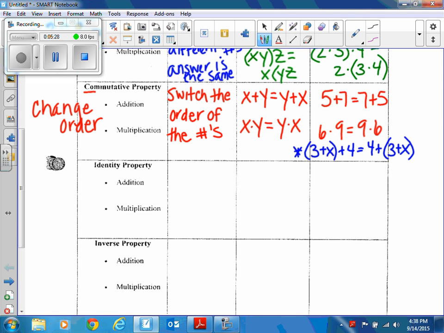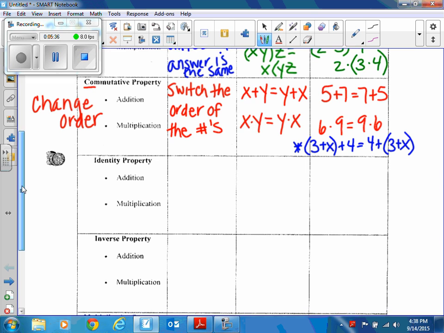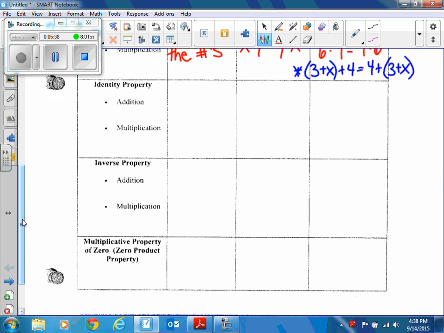All right, so next up on here is the identity property. And when I hear identity property, I like to think of identical.